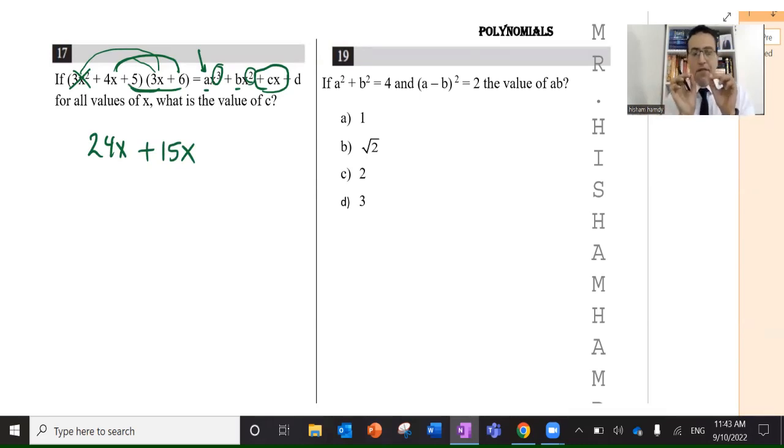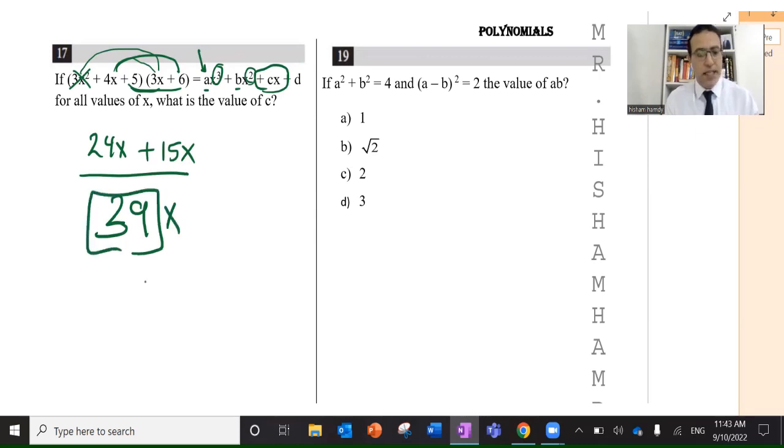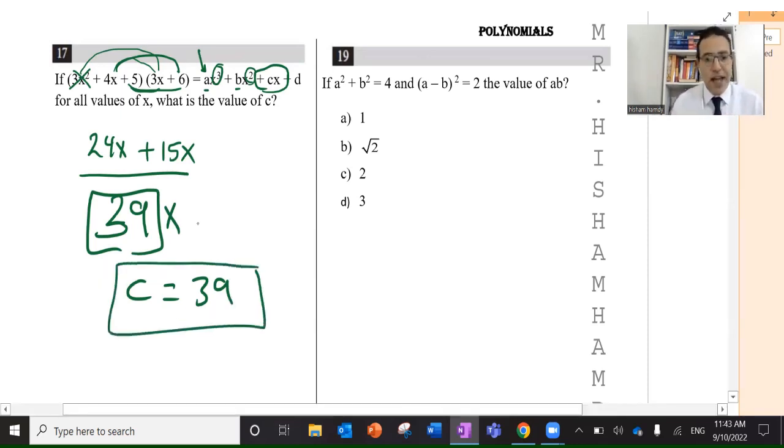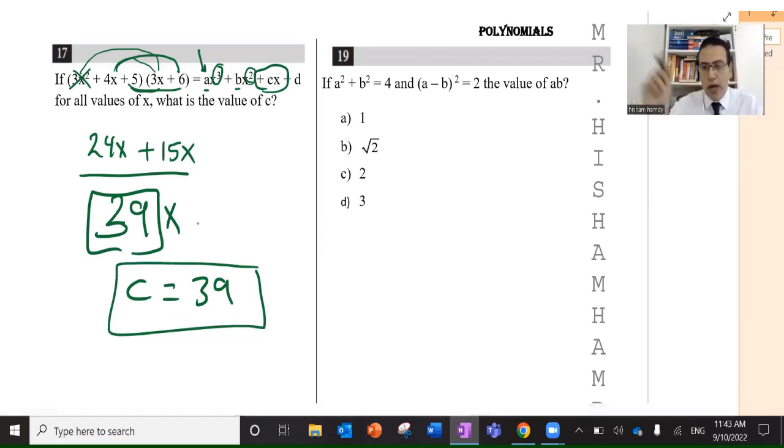I'm not looking for a or b or d. I'm looking for c, the coefficient of x. By adding these two, it's going to be 39x. So the value of c is equal to 39. The difference between this one and the one that we solved, number 16, is that I don't have to expand the whole terms. Let's go to question 19.